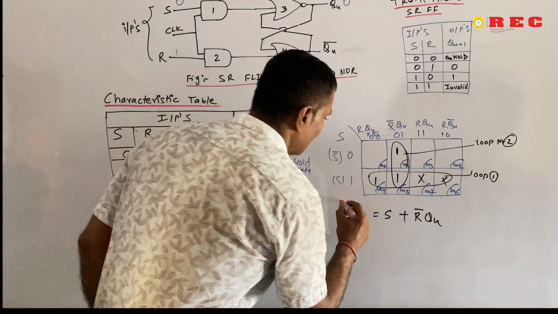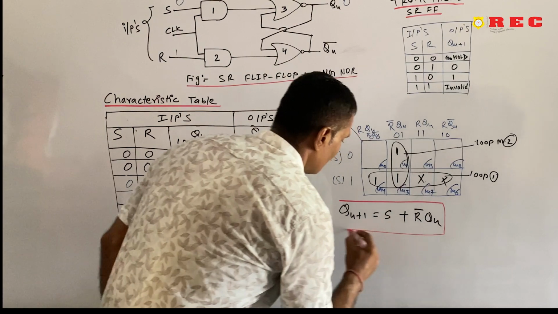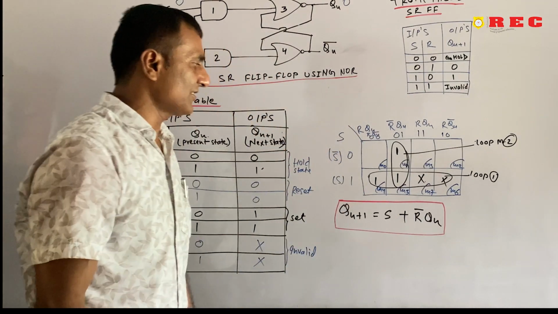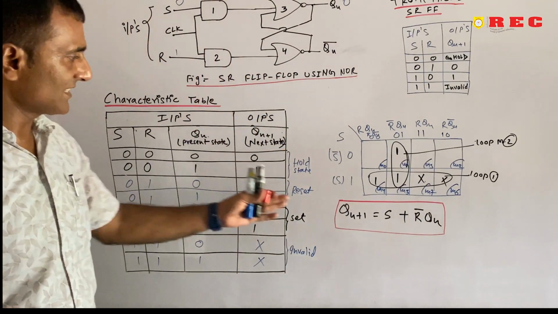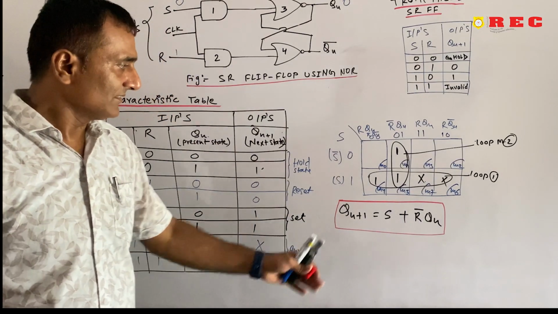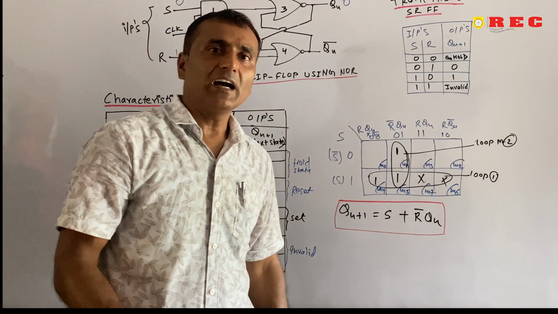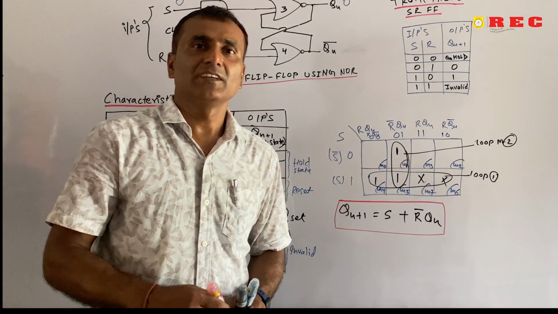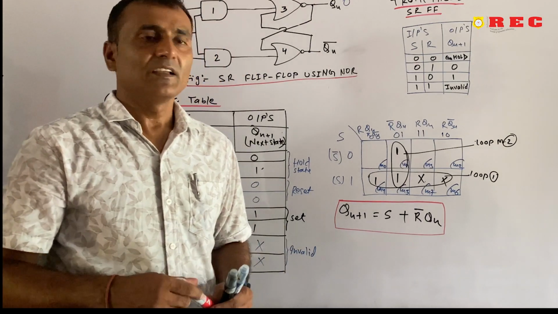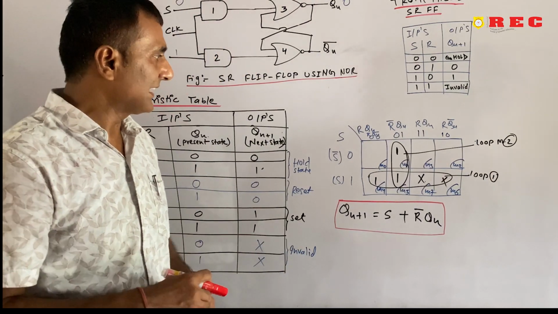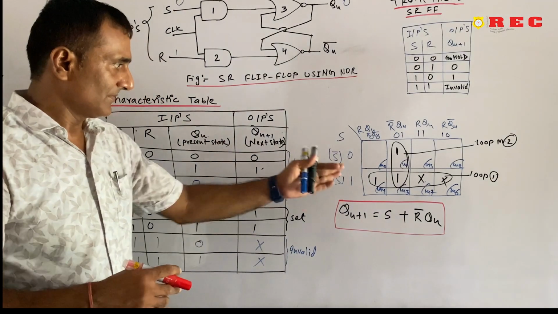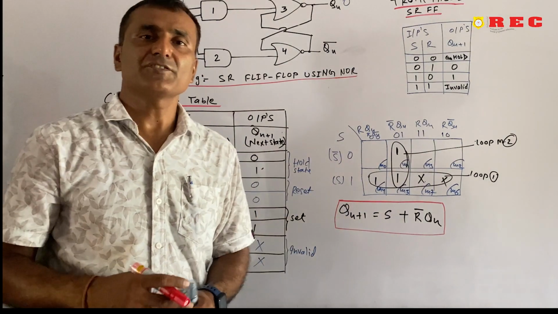So if anybody asks what is the characteristic equation of SR flip-flop, we can say Qn plus 1 is equal to S plus R complement Qn. So this is our characteristic table, and we have generated the characteristic equation.